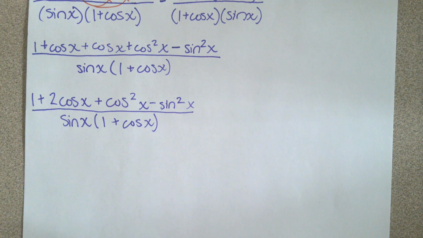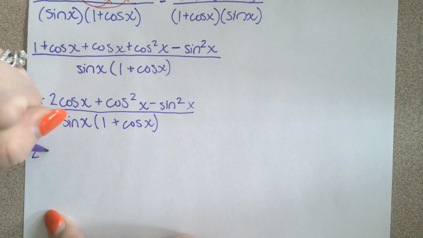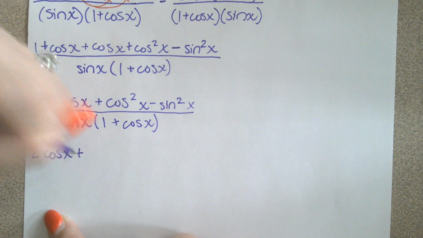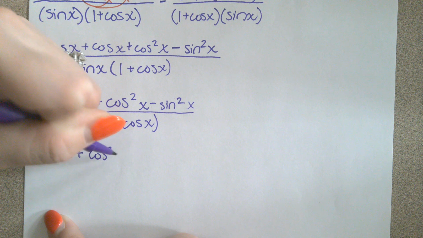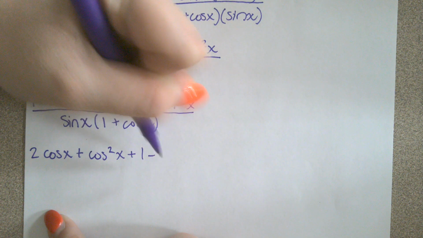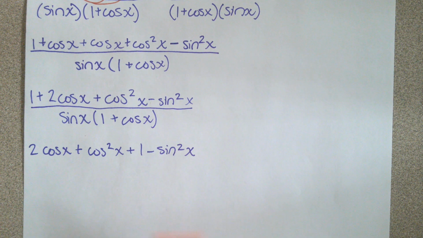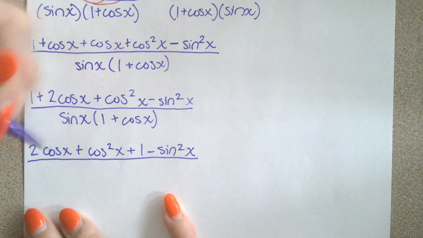So I'm going to rearrange the terms a bit. Now I have 2 cosine x plus cosine squared x. Now I'm going to move the 1 behind it, plus 1 minus sine squared x. And then over my denominator, please keep writing it.